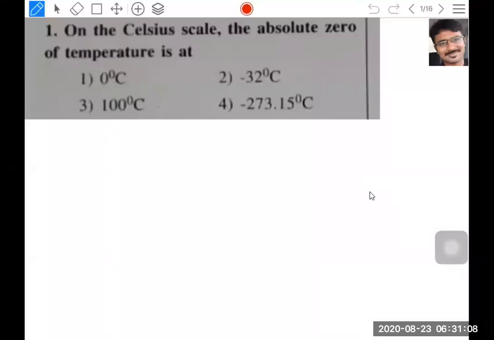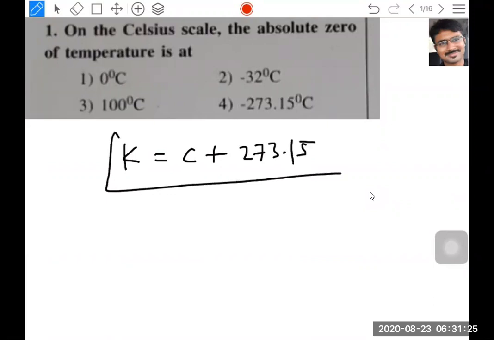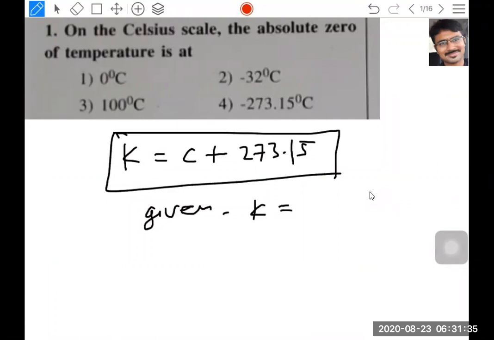Problems on thermometry. On the Celsius scale, the absolute zero of temperature is at? So the relation between the Celsius scale and the Kelvin scale is K is equal to C plus 273.15. Given that, in the question, if you observe, absolute zero means K is equal to 0. That is, the Kelvin value is 0 Kelvin. Absolute 0 means 0 Kelvin.